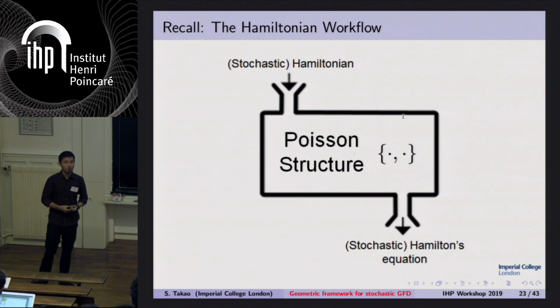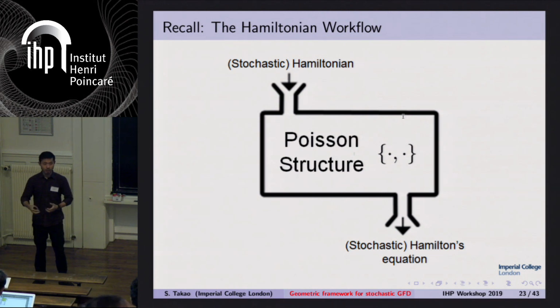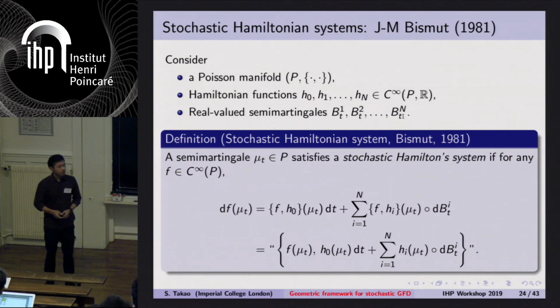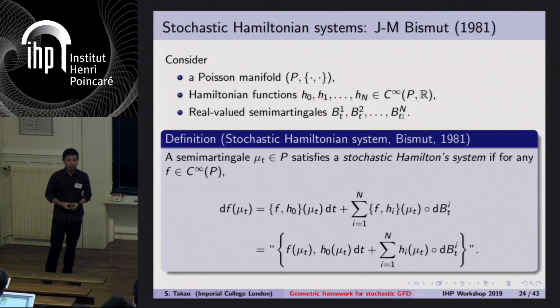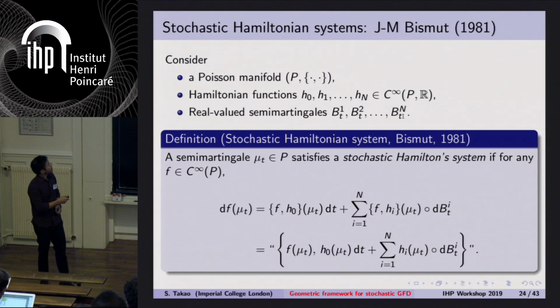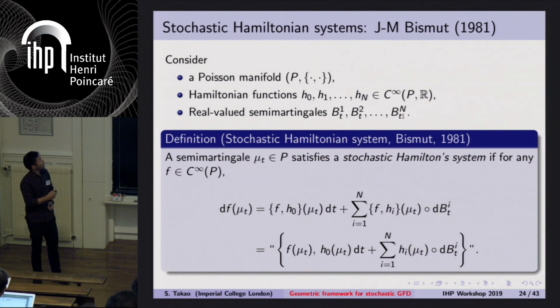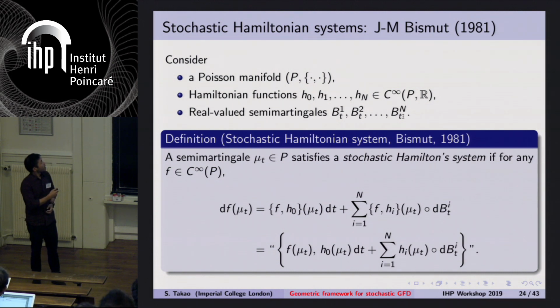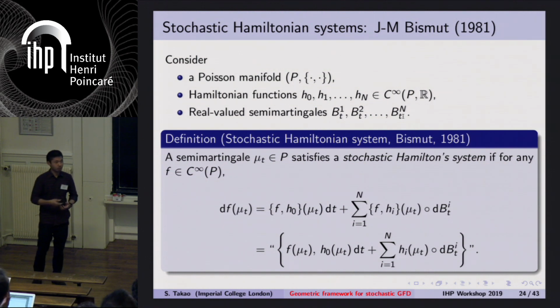And as I showed you before, we want to derive a stochastic equation by plugging in a sort of stochastic Hamiltonian inside the Poisson bracket in order to get a stochastic Hamilton's equation. So that's what we want to do here. This idea has actually been around since the 80s by Bismut, where he considered something called the stochastic Hamiltonian system. The setup is, you are given a Poisson manifold and a tuple of Hamiltonians H_0 to H_n, so this is not just one Hamiltonian, but a multi-Hamiltonian system. And we consider a tuple of semimartingales as well.